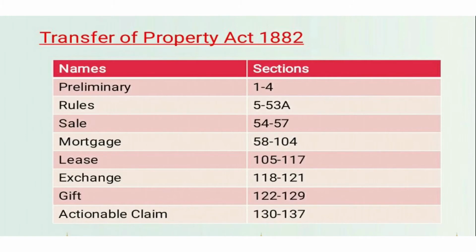So the important sections which we'll be trying to learn over here: for the preliminaries, the sections from 1 to 4, it's just preliminary, and rules is from 5 to 53. Don't worry, only these two I'll be covering in this particular video, but the remaining, about sale, mortgage, lease, exchange, gift and actionable claim, I'll be uploading in the upcoming videos. But for the time being, let's just focus on preliminary and rules.